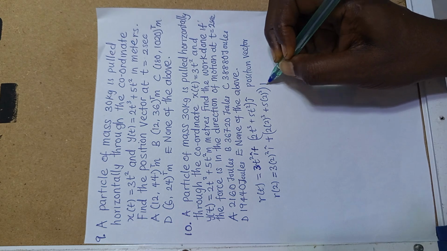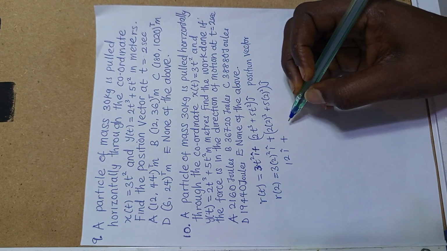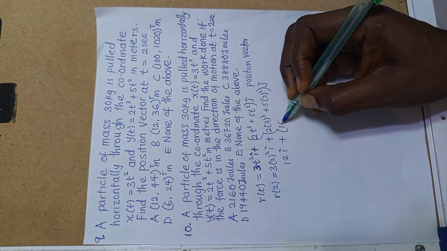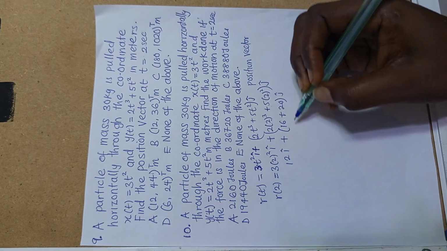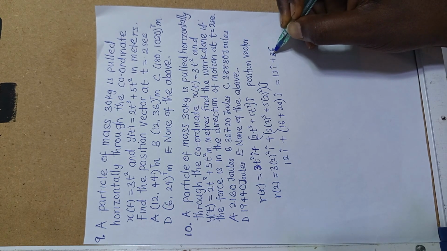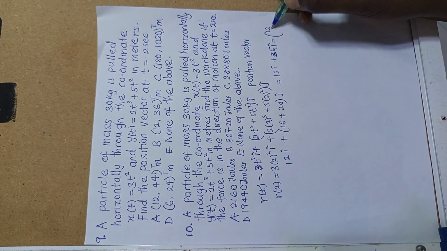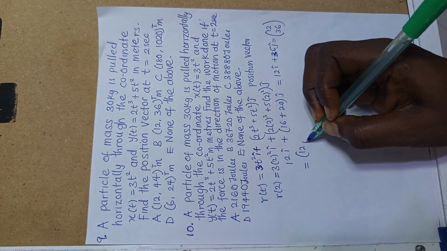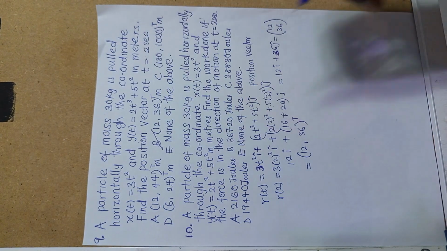5 times 2 squared for j. 2 squared will give us 4, and 4 times 3 is 12i. Then this one is 8, and 8 times 2 is 16, plus 4 times 5 which is 20. So it gives 12i plus 36j. We can write it as the transpose of 12 comma 36. So that would be option B.